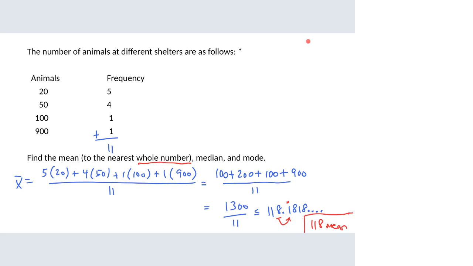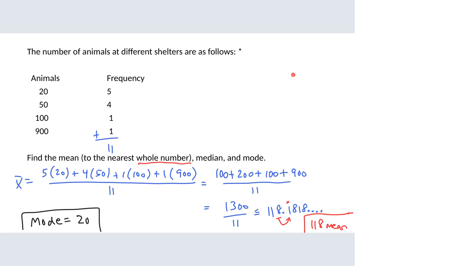We'll do the mode next. Let's see, the mode here is just the one that occurs the most. That's the one with the highest frequency, and the data point with the highest frequency is 20. And let me know if you had questions on finding the mode there.